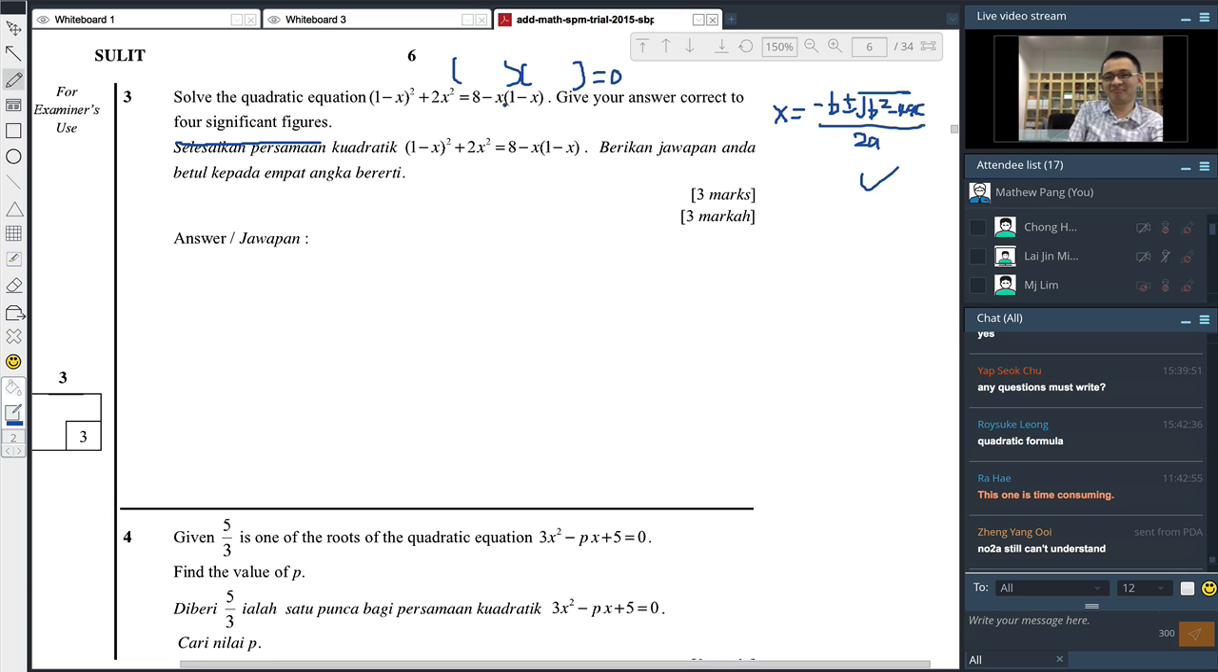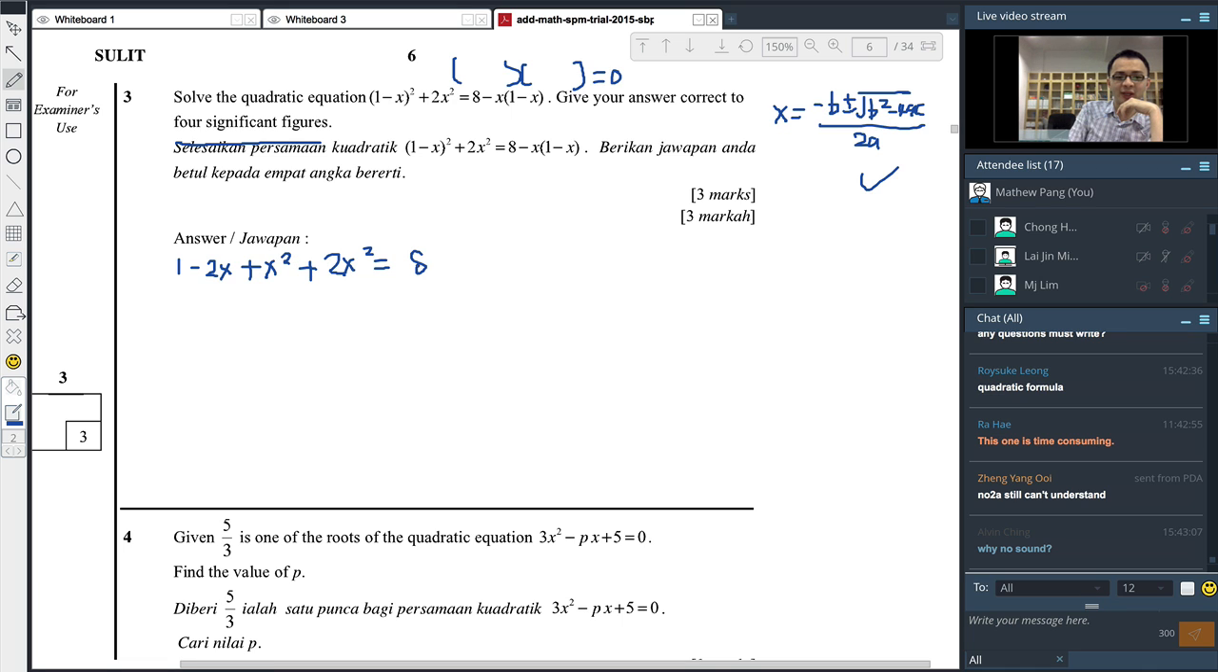Okay, but yeah, this 3 mark question is time consuming. You have to expand the equation and then you have to solve it. So I'm going to expand here. This is 1 minus 2x plus x squared plus 2x squared equals to 8 minus x plus x squared. Alright, x squared and x squared will cancel out. And I move everything to this side basically. 2x squared I leave here. And negative x, move here with plus x, so I have negative x.